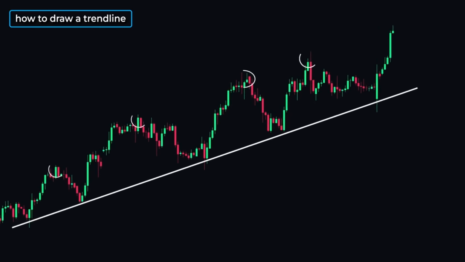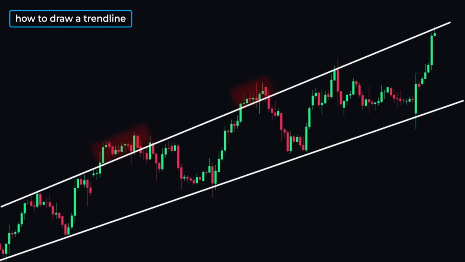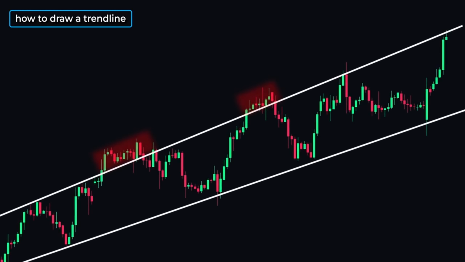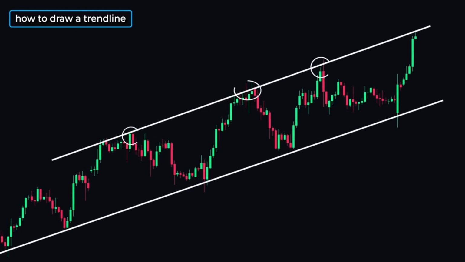Now, if we look at the price action on top, we can also see multiple major swing points. So let's try drawing a trend line. If we draw it like this, notice that some swing points overlap the trend line, meaning this isn't the right way to do it. But if we draw it like this instead, notice that the swing points are now touching properly. So this is how I'll draw the trend line. Let's look at another example to make this even clearer.